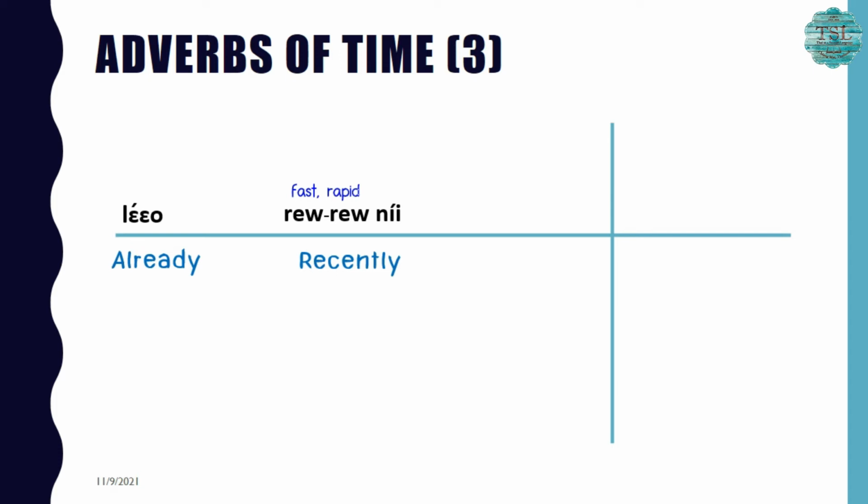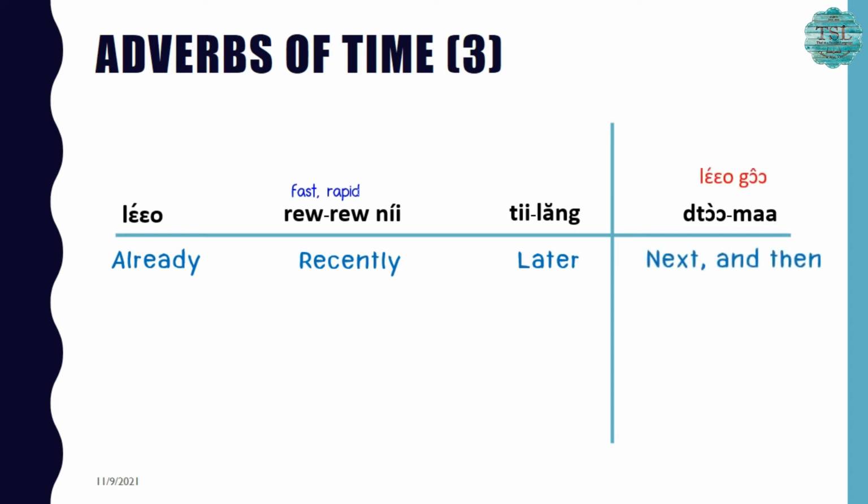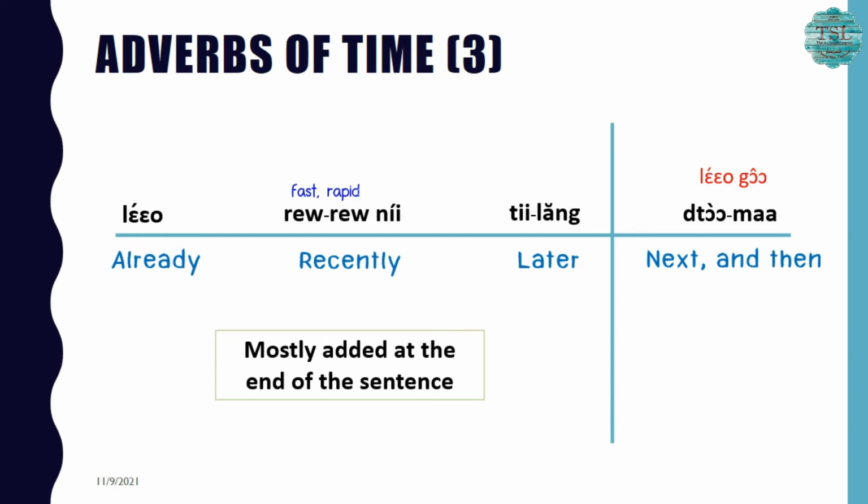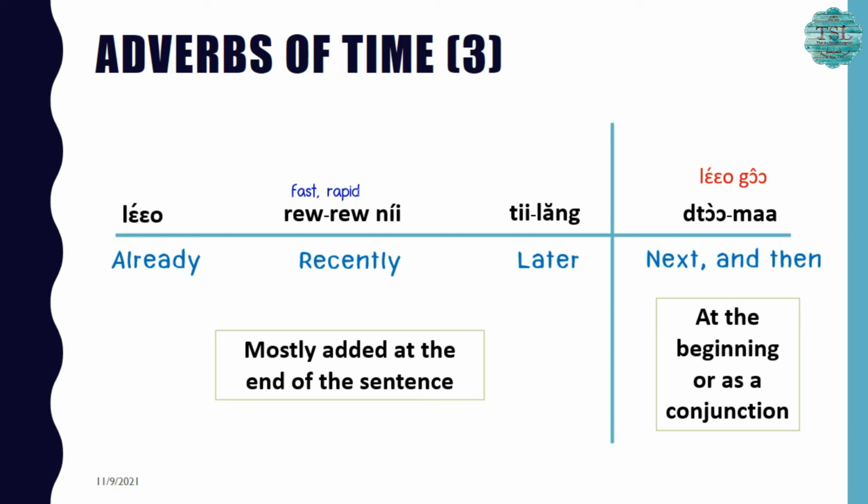The third one is ทีหลัง, which means later. And the fourth one is ต่อมา, or another word that has a similar meaning is แล้วก็. They both mean next or and then. For the first three, they are mostly added at the end of the sentence, while the last two are added at the beginning or as a conjunction.